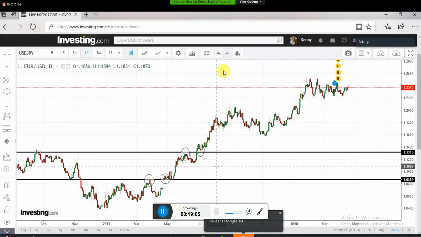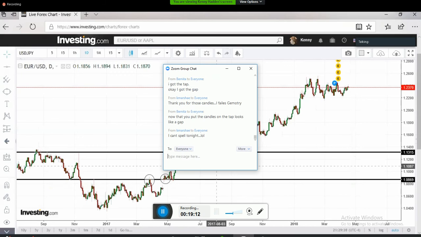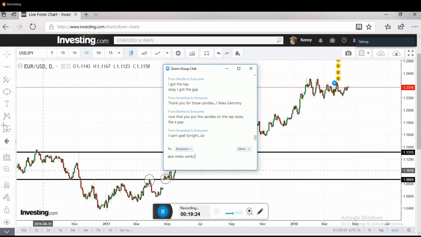I mean, I found the easier way to make the support and resistance is using the line method. That's for me. Okay. All right. So got it. Is that good? Yes, sir.